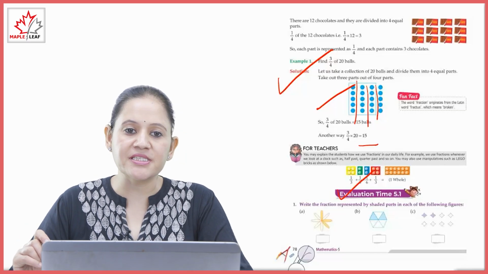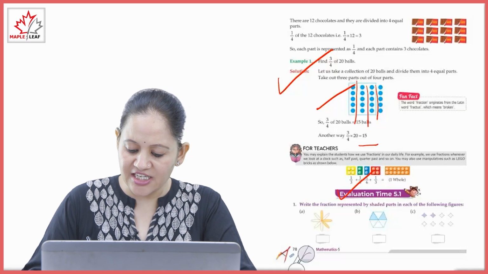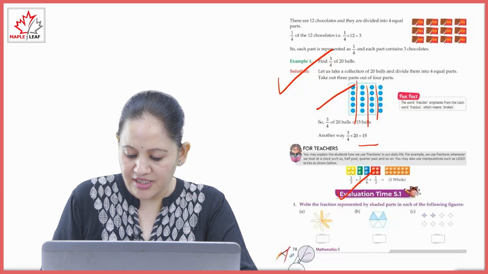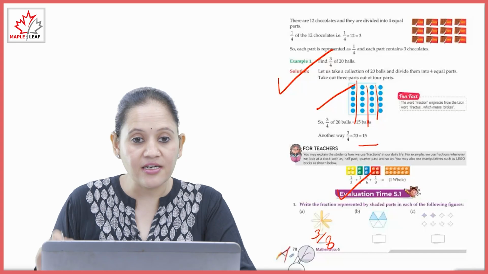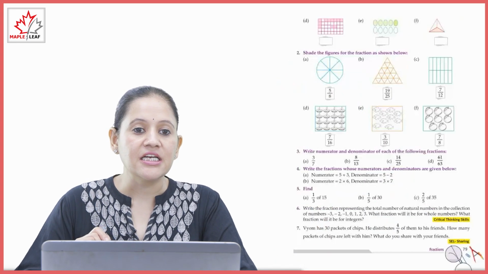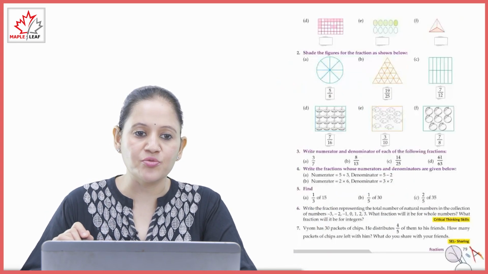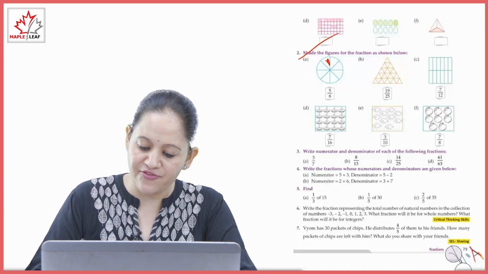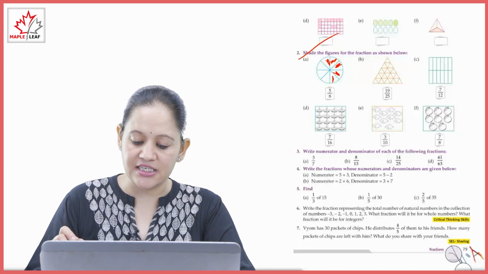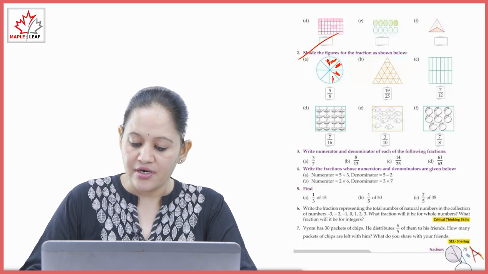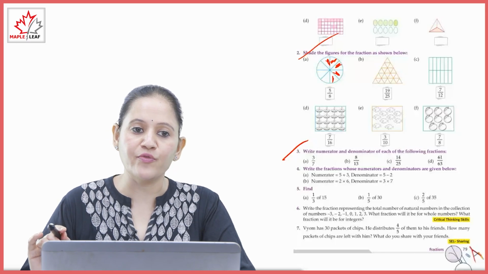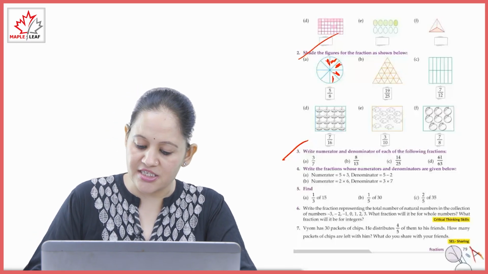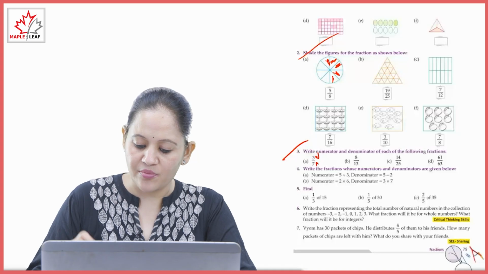Write the fraction to represent by the shaded parts of each of the following figure. So in the first figure, 8 equal part, out of that 3 are shaded, so it will represent 3 by 8. Clear? Next is shade the figure for the given fraction as shown below. 5 by 8 means 8 equal part, out of that you can shade any 5 part, 1, 2, 3, 4 or 5, that will represent 5 by 8. Clear?